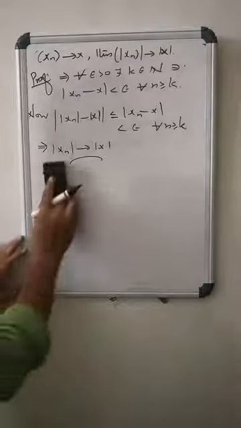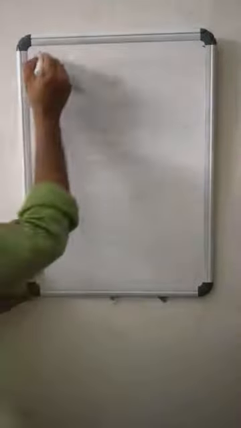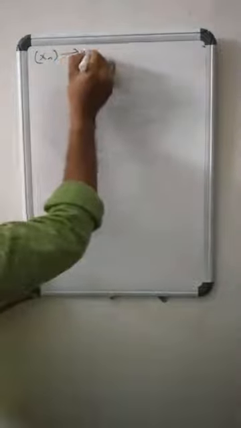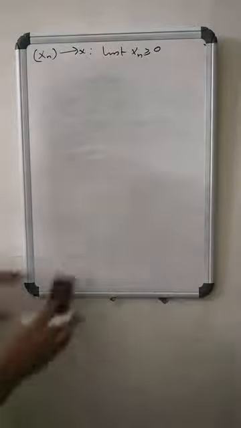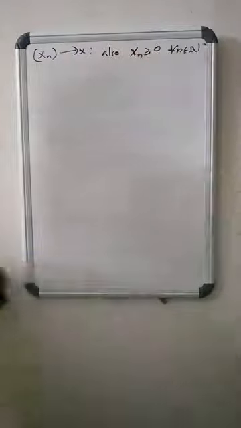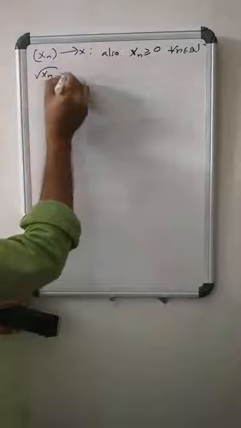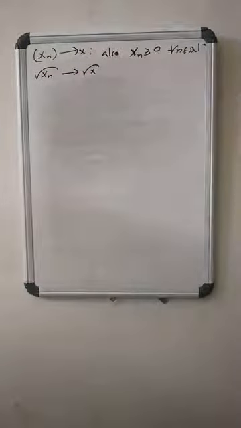Now, come to another one. Let (xn) be a sequence of real numbers which converges to x, and xn is greater than or equal to 0 for all n in N. Then root xn converges to root x.